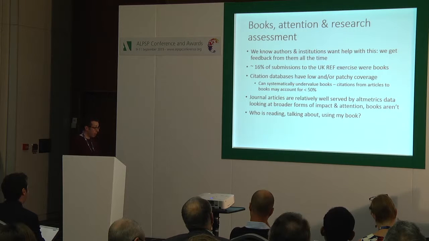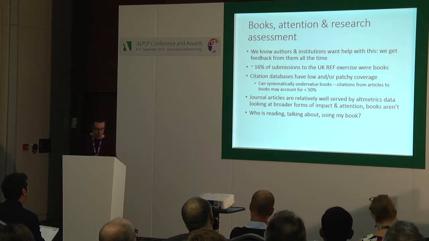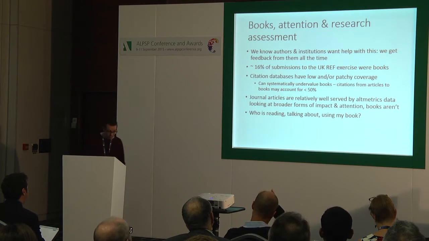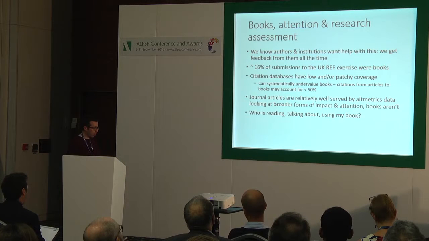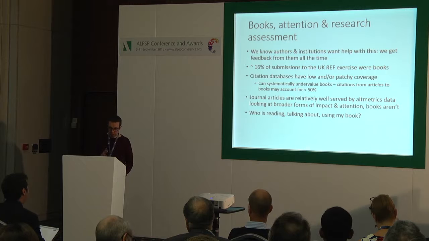If you think about here in the UK, the REF exercise that happened last year, about 16% of the output submitted to the REF, so that's the top work, if you like, from UK institutions, were books. A lot of them were in the arts and humanities, but there's obviously STM books in there as well. And the problem is that they're actually systematically undervalued.